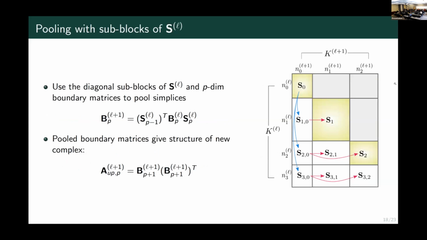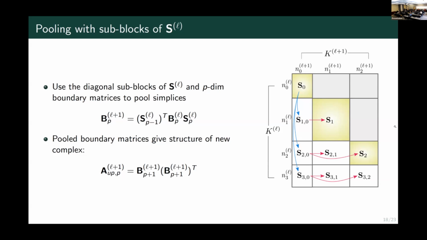Okay, so once we have our large block matrix filled out, what we're really interested in is just the blocks on the diagonal. And so these tell us maps between the original vertices to the pooled vertices, the original edges to the pooled edges, and so on as we move across the diagonal.